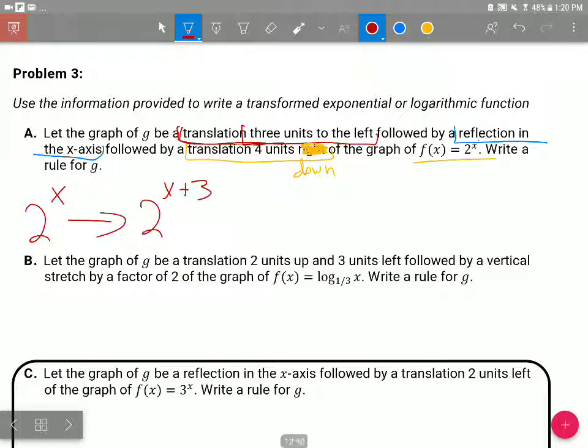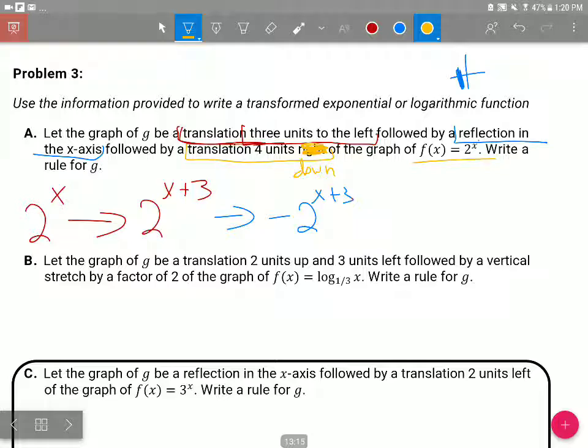All right. To reflect in the x-axis, reflection is when you multiply by a negative. So do we need to put it out front, or do we need to put it on the inside? Outside. It's across the x, so it's going up and down to cross that x-axis. So we need a negative 2 to the x plus 3.